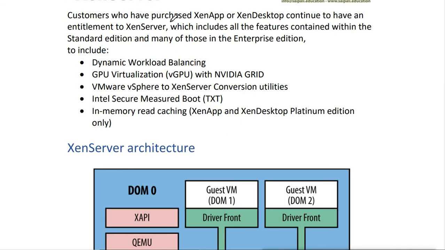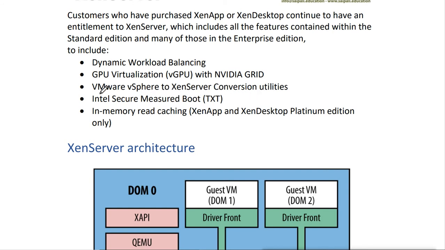So customers who have purchased XenApp and XenDesktop continue to have an entitlement to XenServer also, because XenApp and XenDesktop install on XenServer, which includes all the features contained within the standard edition and many of those in the enterprise edition. That includes these enterprise edition features like dynamic workload balancing. We can have workload balancing on multiple servers, and GPU virtualization with NVIDIA GRID. That means we can virtualize the graphics card also. In our physical server we have a graphics card, so we can virtualize the graphics card to give to those virtual machines. Then the VMware vSphere to XenServer conversion utilities.